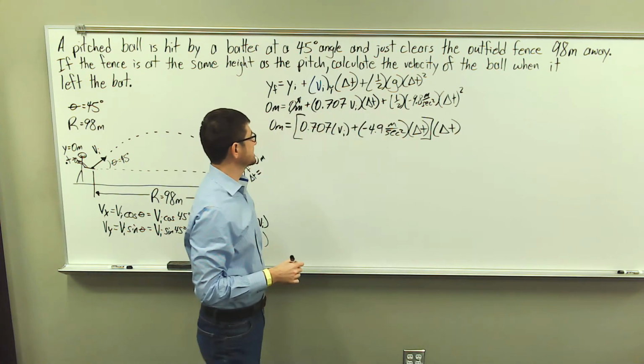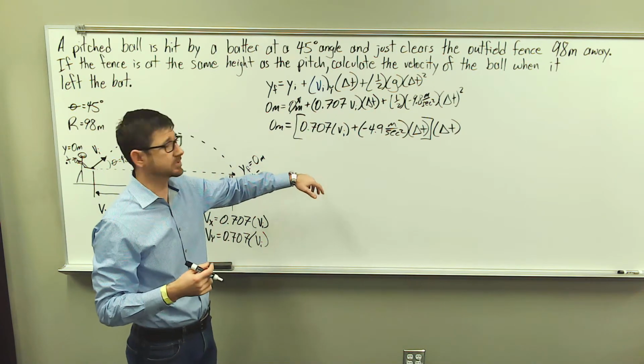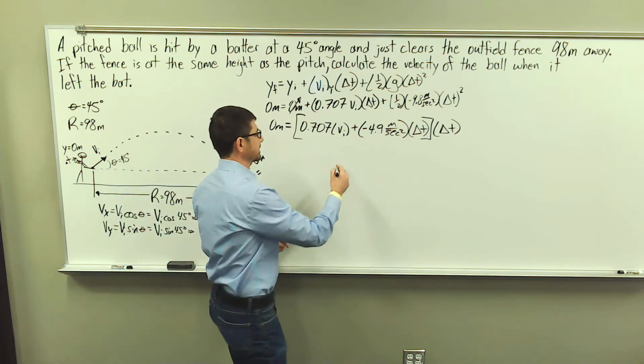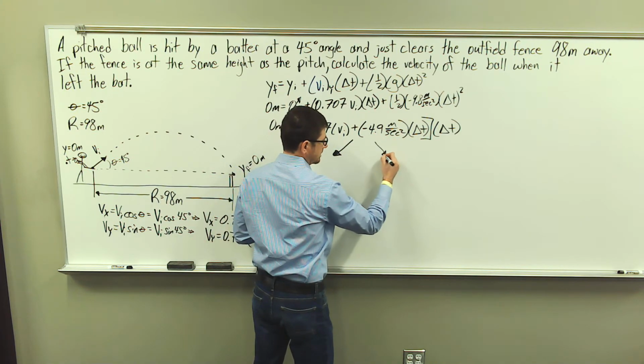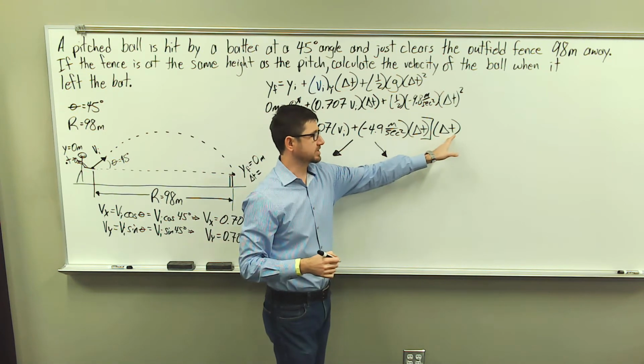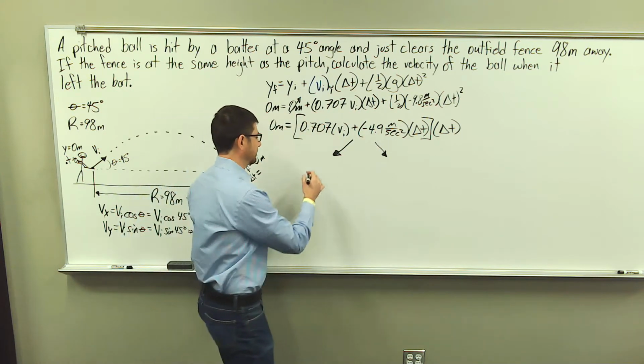Now remember that this is a quadratic, so we can have two different answers here. And so if I split this up, we have this right here, what we factored out. Delta t is equal to 0.